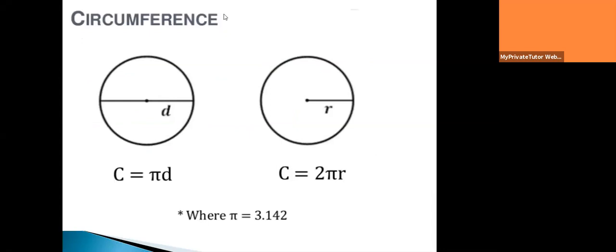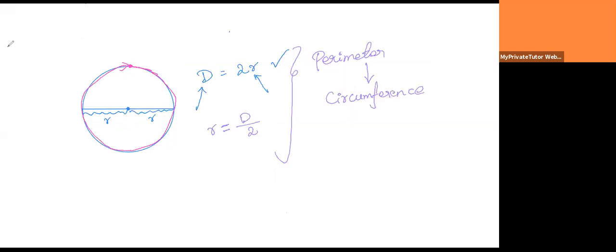Okay, and how to find the circumference of a circle? What is the formula? We are going to use two ways. We can use circumference equals 2 pi r. So this is the formula, or else we can say pi d. Both are the same.